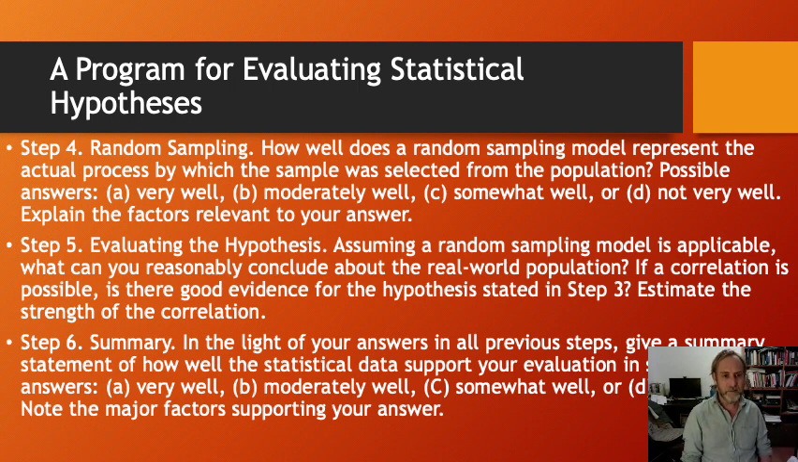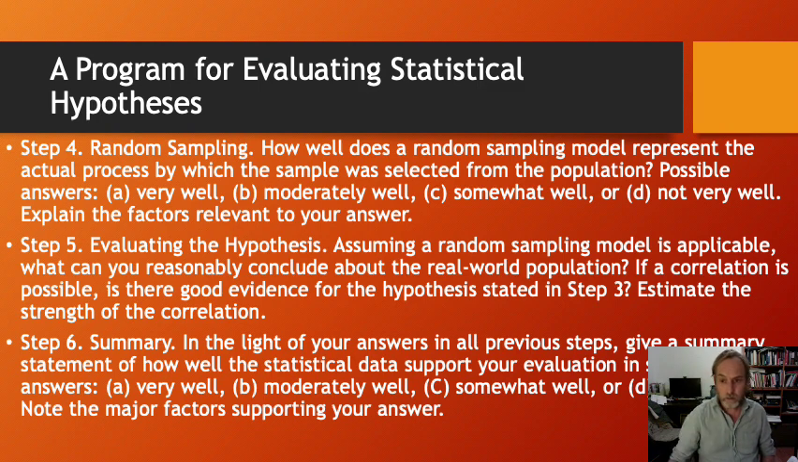So step 5 is kind of where you do all the work and actually figure out the numbers, figure out if it's true or not, or if there's good evidence or not for the hypothesis. And then finally, step 6, again, is just the summary, right? How well does the statistical data support your evaluation? And again, we pointed out the important things that you may want to point out in that stage. So those are the 6 steps, right? That's the program here.